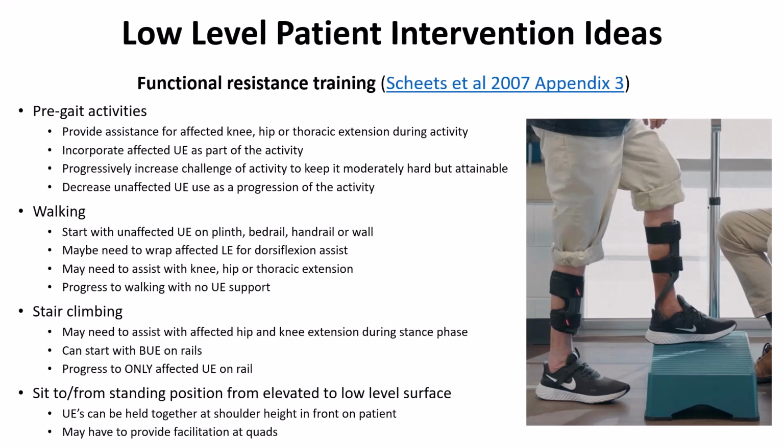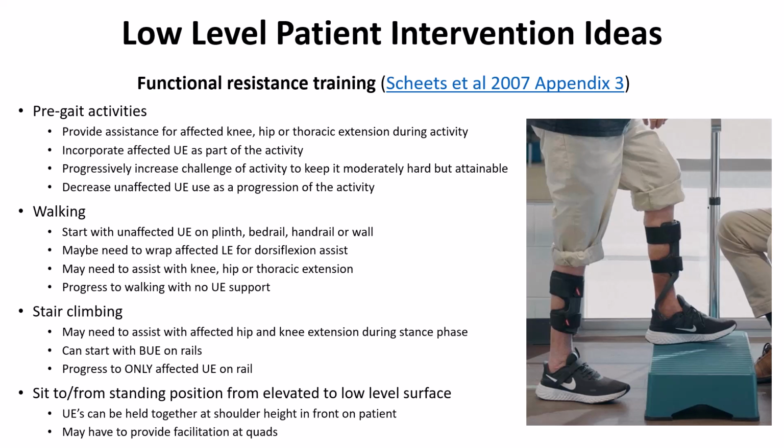Okay, according to the Sheets et al. article, here's some low-level patient intervention ideas. And again, there's a link here to Appendix 3 from this article. And they like to start with functional resistance training. I agree 100%. Keep it functional as much as possible.